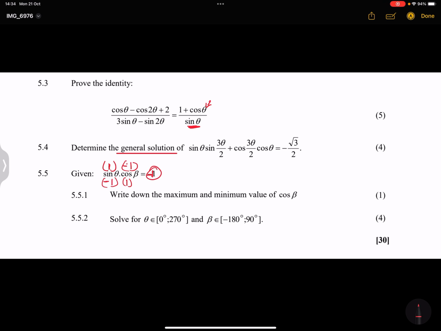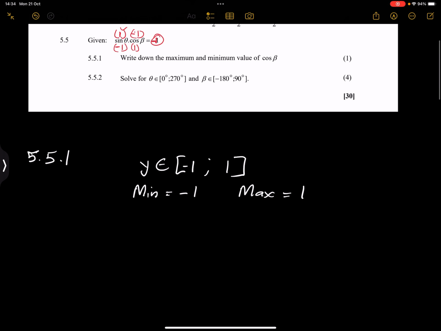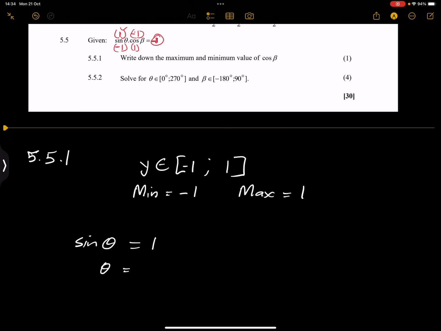So let's start on the first one. Sine of theta equal to 1 and cos beta equal to -1. So sine theta equal to 1, therefore theta will be the arc sine of 1. And where is this? At 90 degrees. And that satisfies our condition. They said theta is between 0 and 270, so theta is equal to 90.